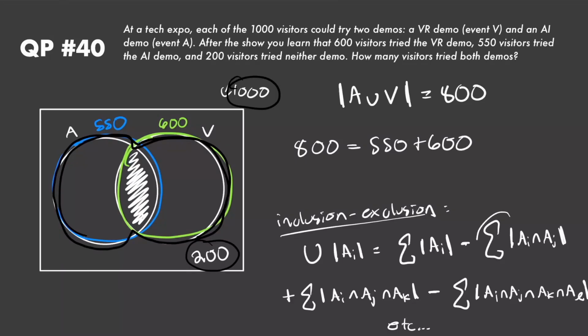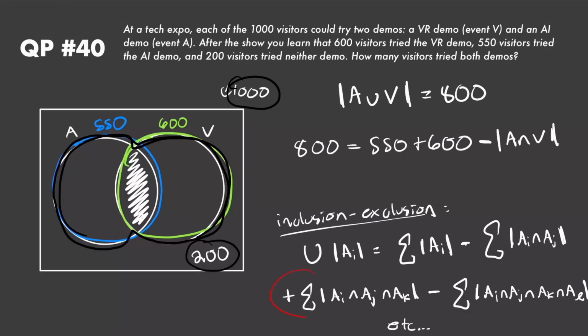Okay, so now for our next term, we're going to subtract off the sum of all of the double intersections between all of our sets. In this case, we only have two sets, so there's only going to be one double intersection. And in our case, this term is what we're actually trying to solve for, the number of visitors who tried both demos. So let's subtract that off, the magnitude of the intersection between A and V.